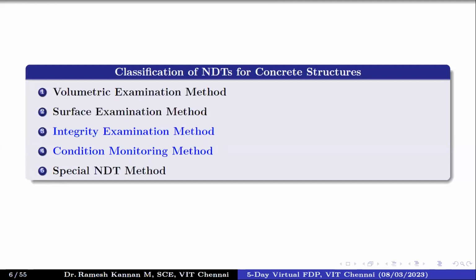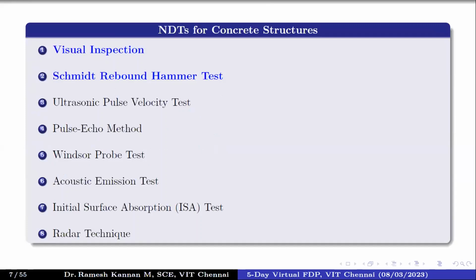But there are umpteen non-destructive techniques that have evolved. In fact, most of them are hybrid in nature. No single technique works best, so we will have a combination of techniques. That leads to the discussion of non-destructive testing methods. The first and foremost is visual inspection. Then we talk about the rebound hammer.